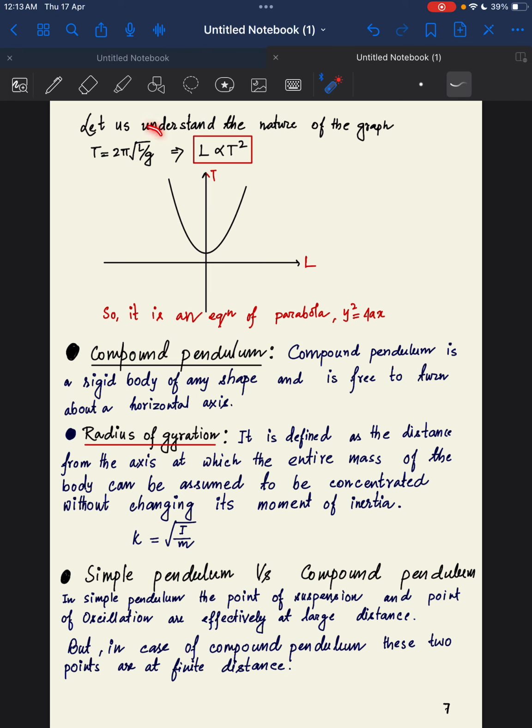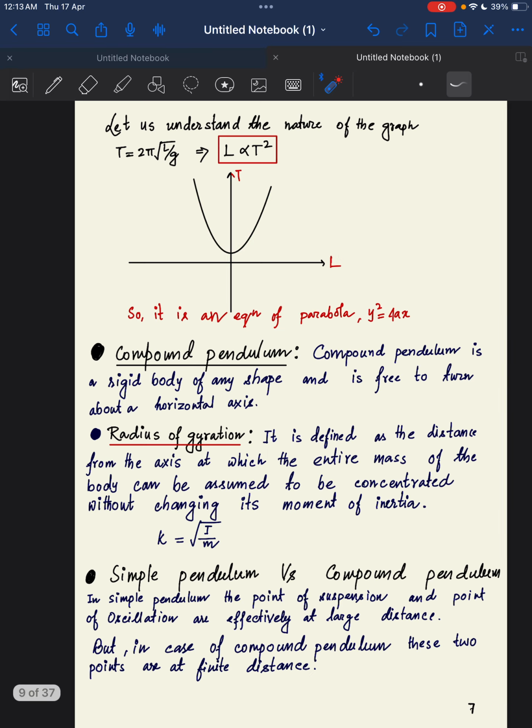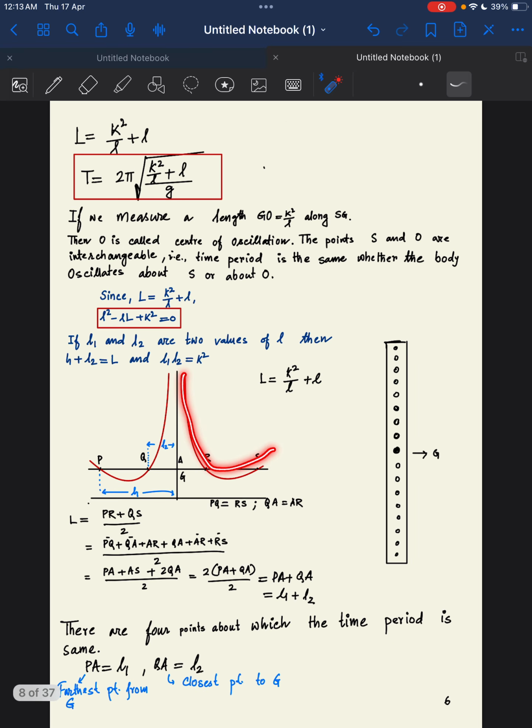If you look at the formula for a simple pendulum, T is equal to 2π root over L by g, then L is proportional to T squared. So this is nothing but an equation like y squared equals 4ax, that is the equation of a parabola. So if I plot T along the y axis and L along the x axis, this will be a parabola. You can see this same pattern here. There are more points where we can find this parabola's symmetry.